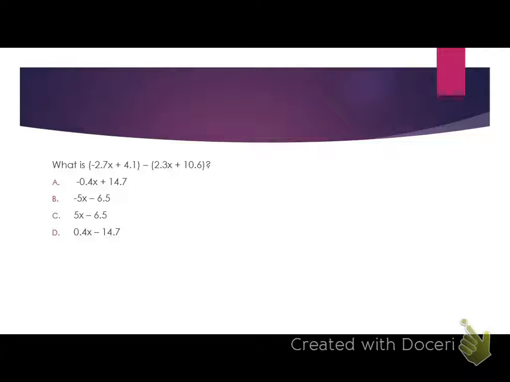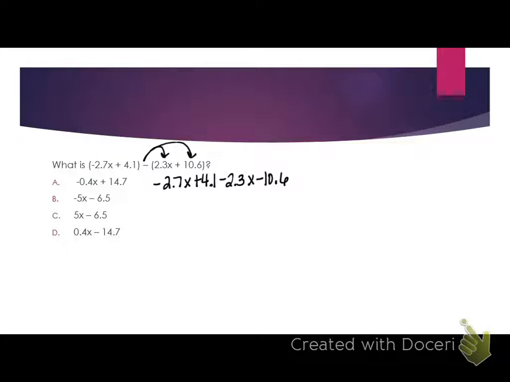Next, we want to know what is negative 2.7x plus 4.1 minus 2.3x plus 10.6. In order to go about this, we need to distribute our negative because we are subtracting the 2.3x and we are also subtracting the 10.6. So this is negative 2.7x plus 4.1 minus 2.3x minus 10.6.